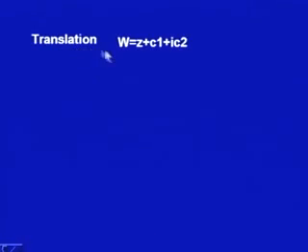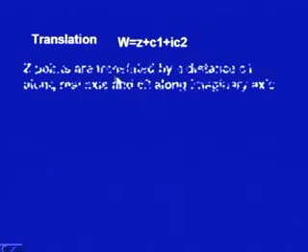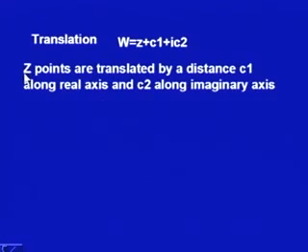Now we discuss translation under the mapping W equal to z plus c1 plus i c2. So if I add a constant, this time a complex constant, then translation of points will take place. So let us say that z points are translated by distance c1 along real axis and c2 along imaginary axis.